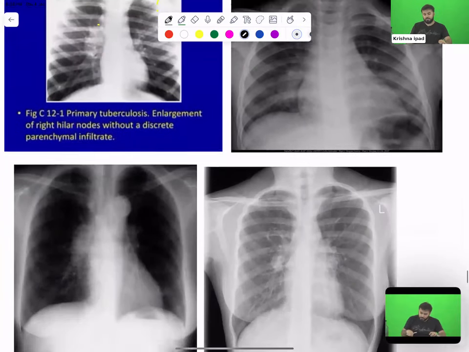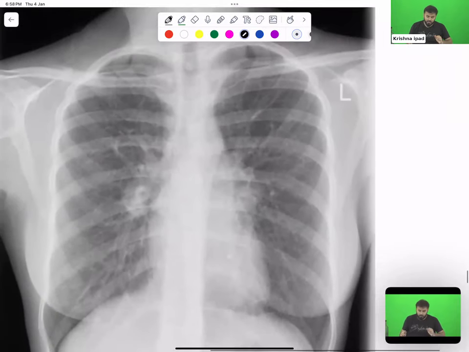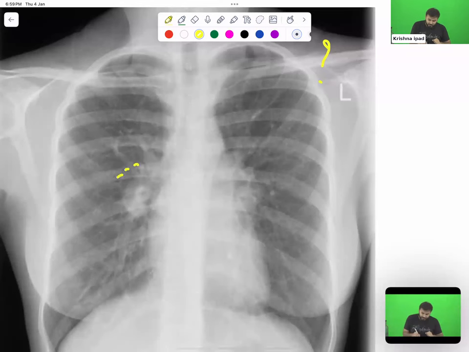Look at this particular X-ray and tell me what this is. This is another question. Very good, Kajal Patel. This is hilar lymphadenopathy again. You see, hilar unilateral. Guys, bilateral hilar lymphadenopathy you will see in sarcoidosis. In TB, you will mostly see unilateral only. Okay. You see unilateral hilar lymphadenopathy.